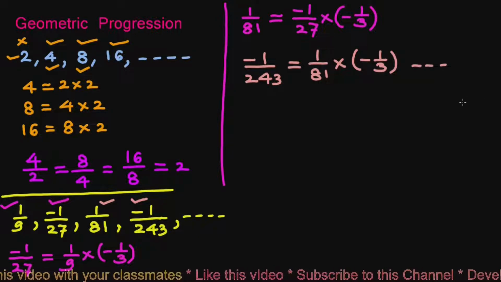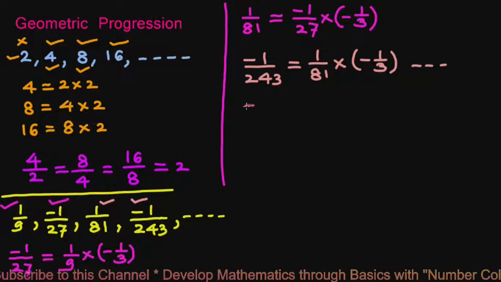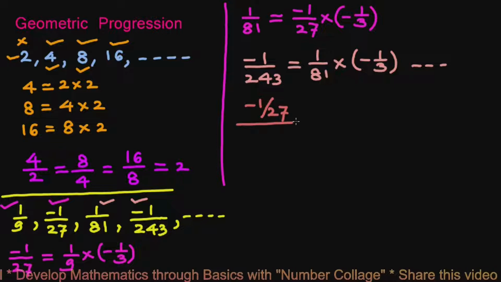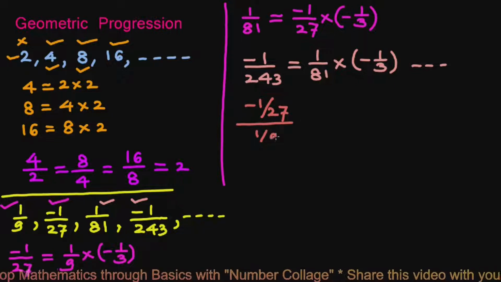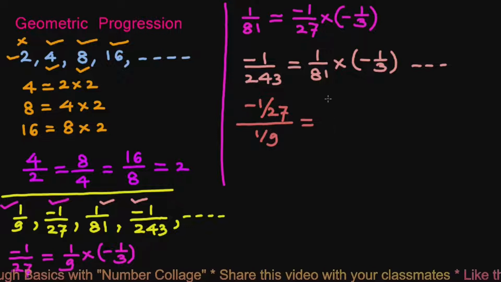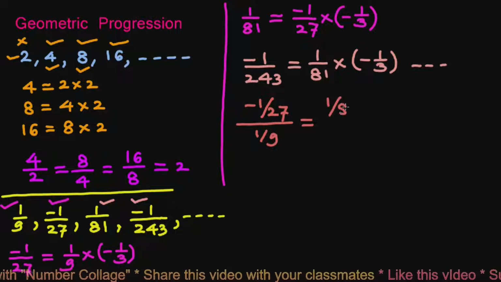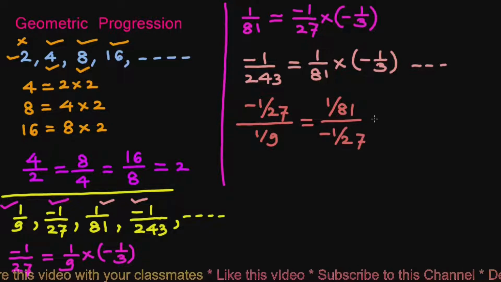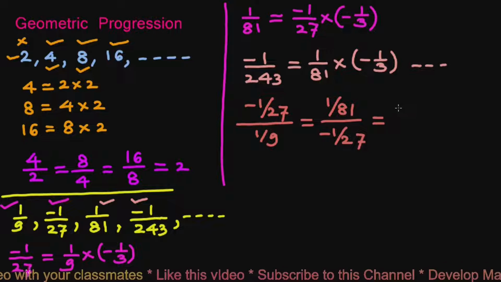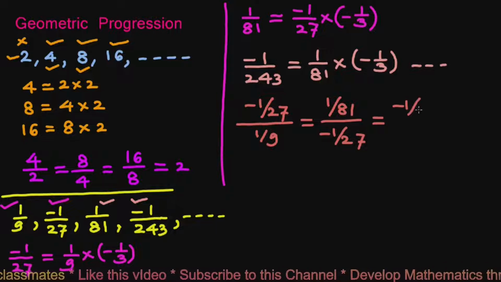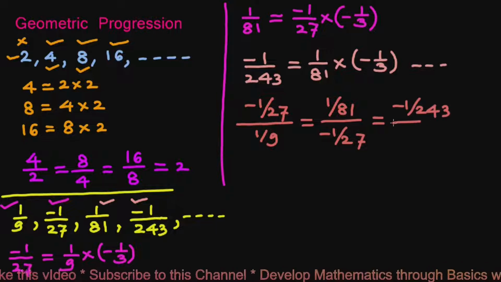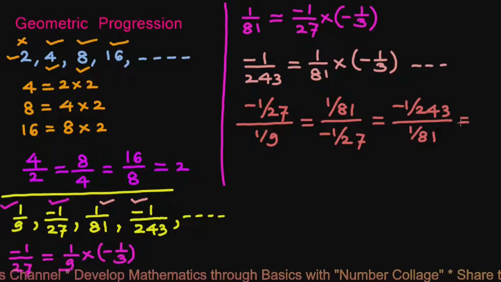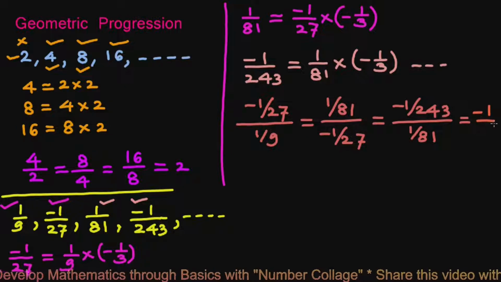So here we observe that the ratio of the second term -1/27 to its previous term, that is the first term 1/9, is the same as the ratio of the third term 1/81 to its previous term -1/27, which is the same as the ratio of the fourth term -1/243 to its previous term 1/81, and it is -1/3.